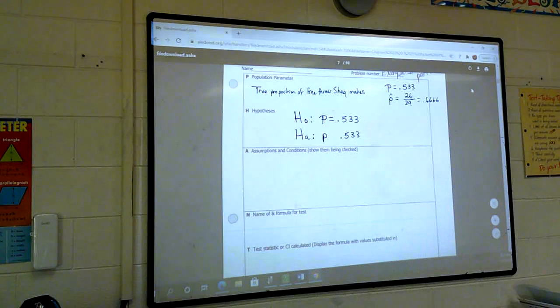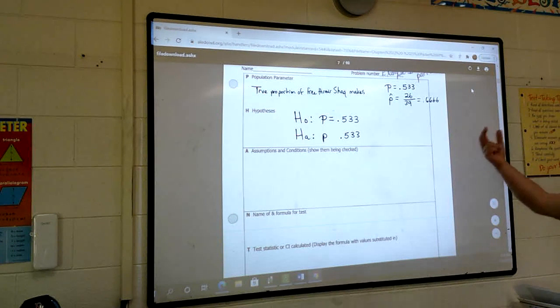You have three options when you're doing an alternate hypothesis and you get it from the problem. You either do less than, greater than, or not equal to. Okay? Now, if the problem doesn't tell you what direction you're going in, then it's not equal to. And you're looking for both, right? If the problem says we want to see if it goes lower, then we do less than. If it says you want to go higher, we do greater than.